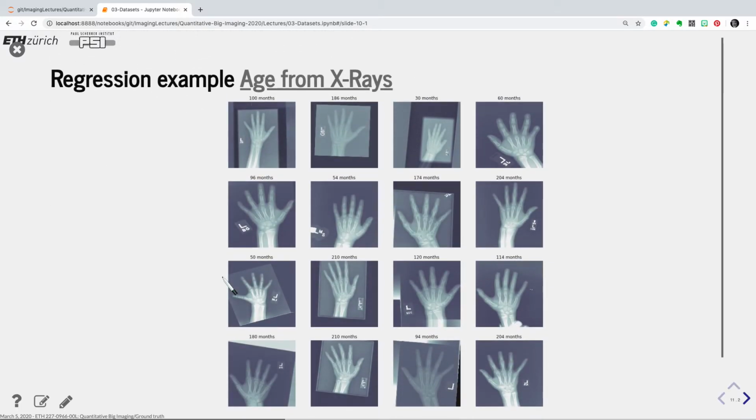Another thing you can do is look at different X-rays and tell the age of a child. So here are a lot of images of hands, and also the age of each child. This is a Kaggle competition, and if you want to look closer at it, you can take a look at this link here.